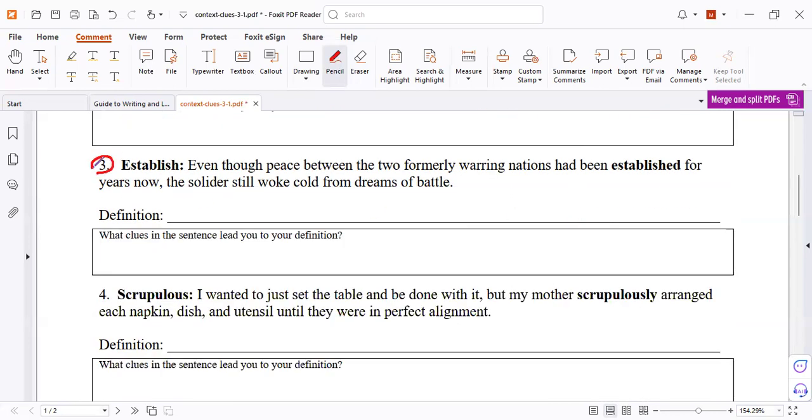Now for number 3, your turn. Read and guess. Established. Even though peace between the two formerly warring nations had been established for years, soldiers still woke cold from dreams of battle. Established, like made or had been put in place. Are you sure? Yes. I don't think so.